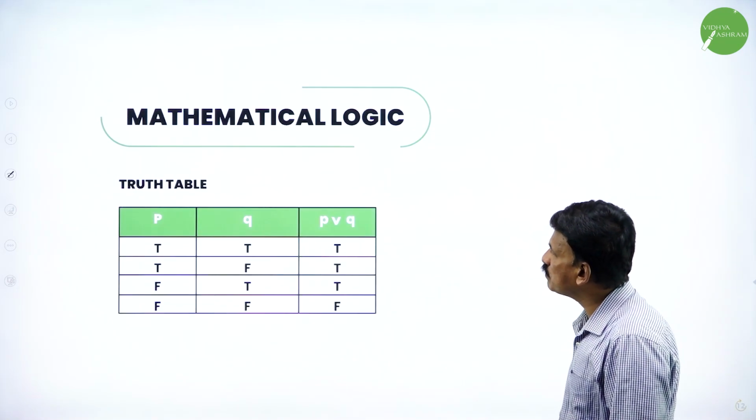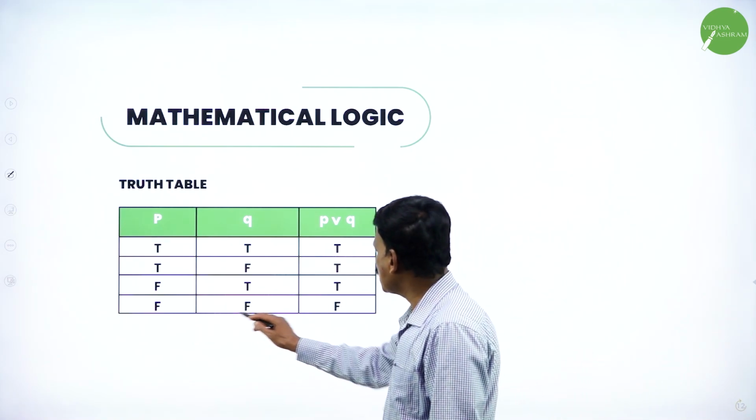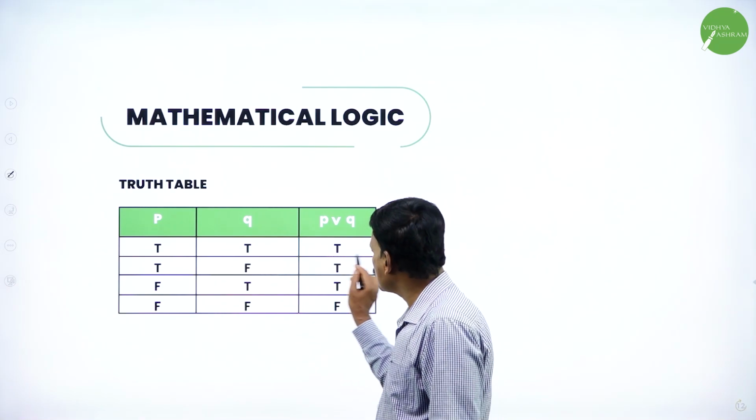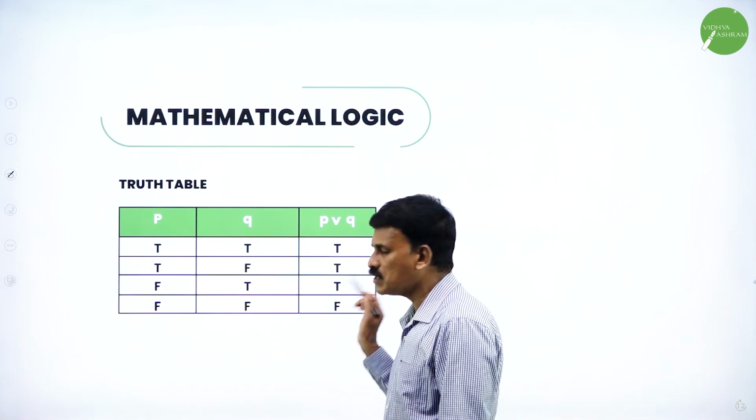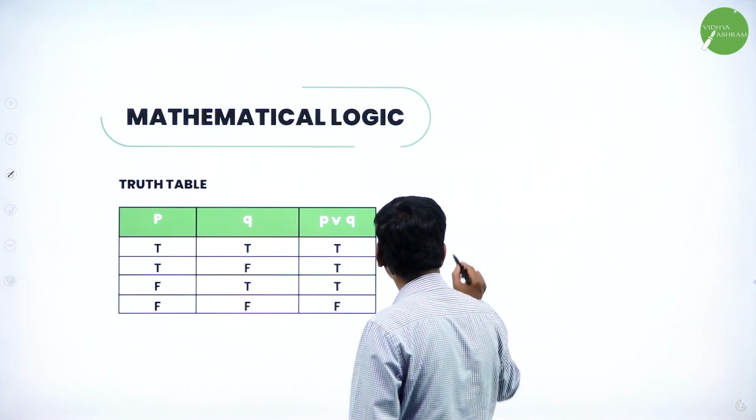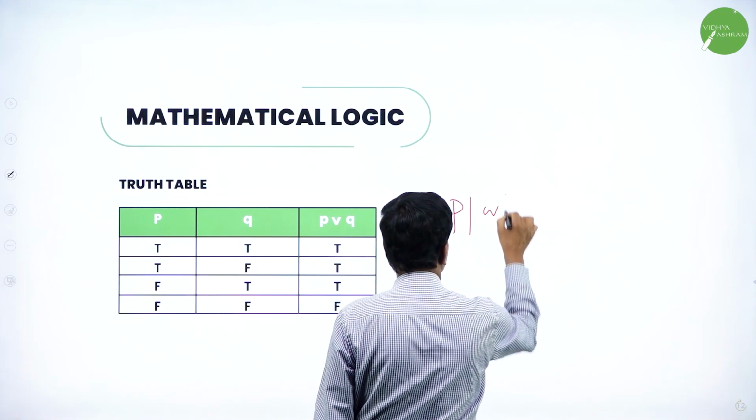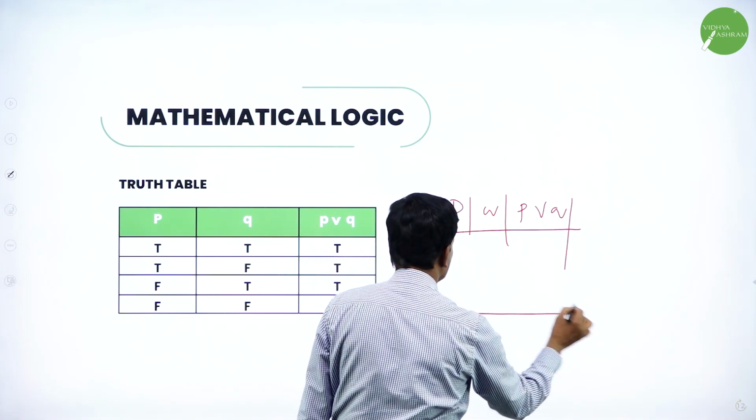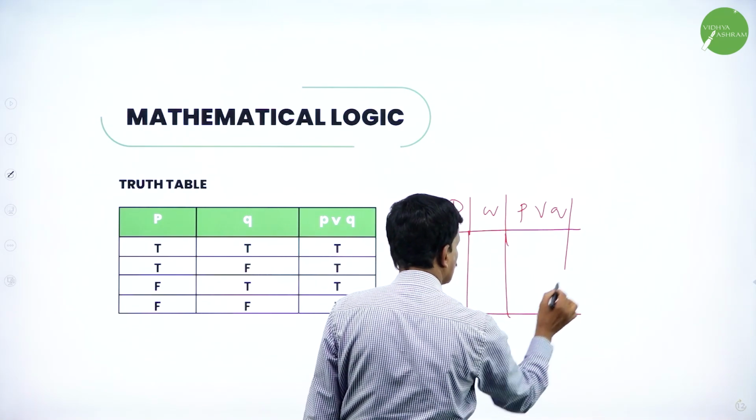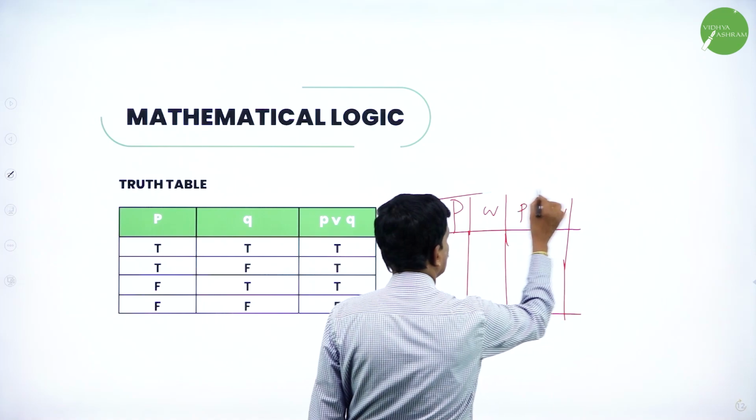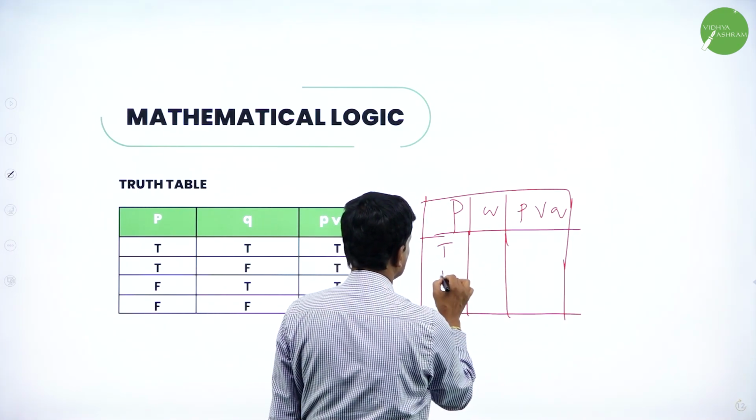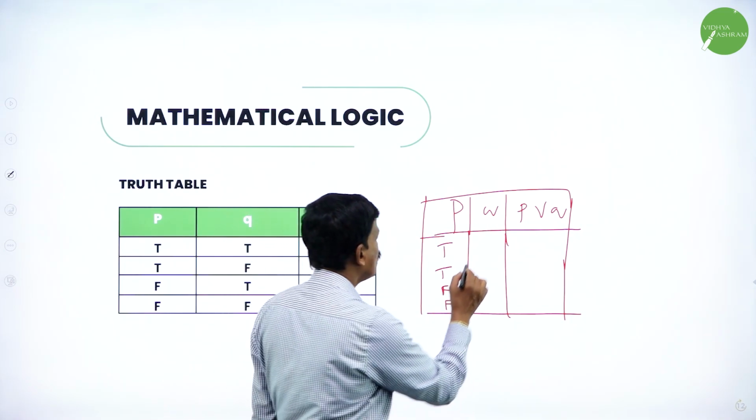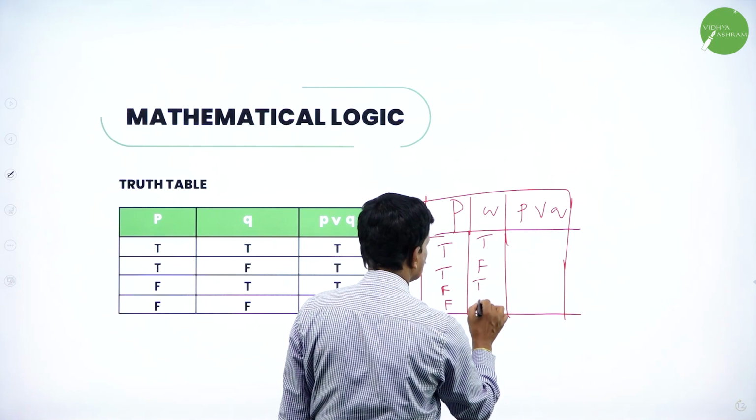Now how to write the truth table for this? False and false is false. In all other cases it is true. True and true is true. True and false is true. False and true is true. False and false is also false. So just as usual, write down P, Q and P disjunction Q, right? So what are the truth values we are going to write for this? The truth values are like this. For P: true, true, false, false. For Q it is alternating: true, false, true, false.